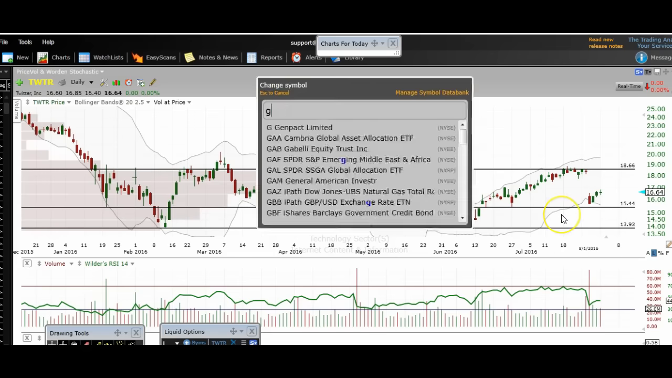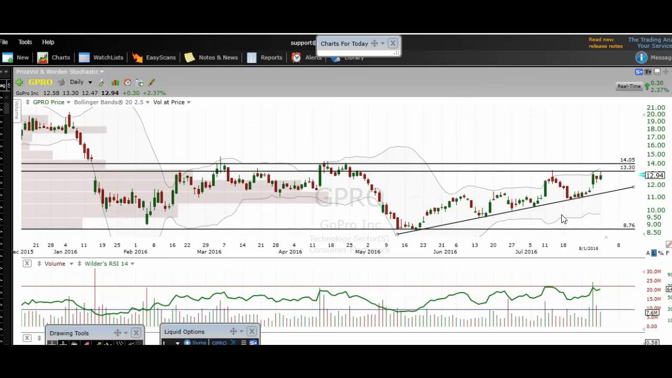Next, I want to be covering GoPro. So GoPro, if you've been following along, I like GoPro for a bounce off of this uptrend line. We got just that. Really nice move, about 20% move since the last couple videos I did on GoPro mentioning that uptrend line, so congrats if you've been following along.